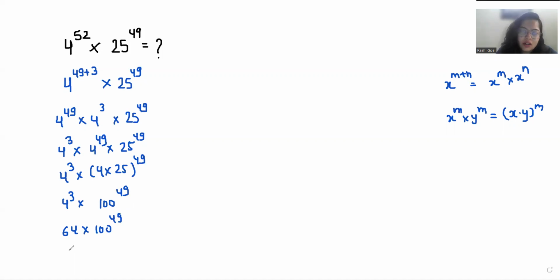If I write in scientific notation, so 6.4 times, if you insert a decimal before a single digit, so you have to add 1 as well in tens power. So 6.4 into 10 power 50.